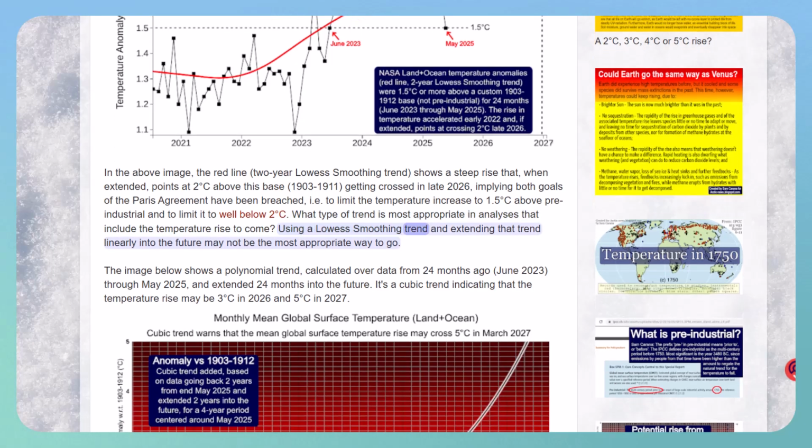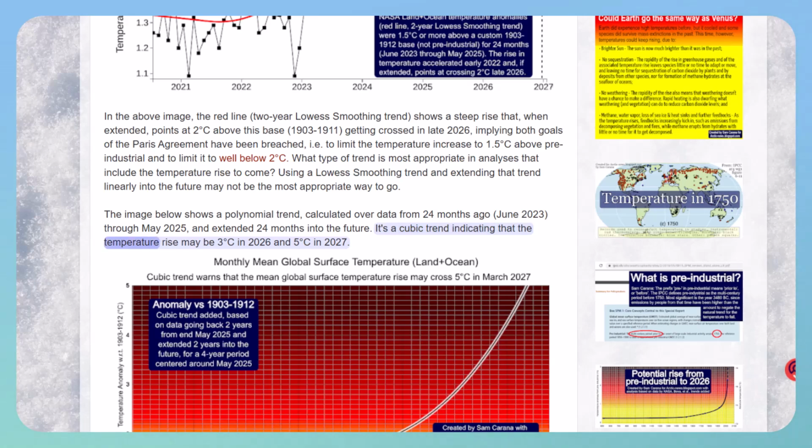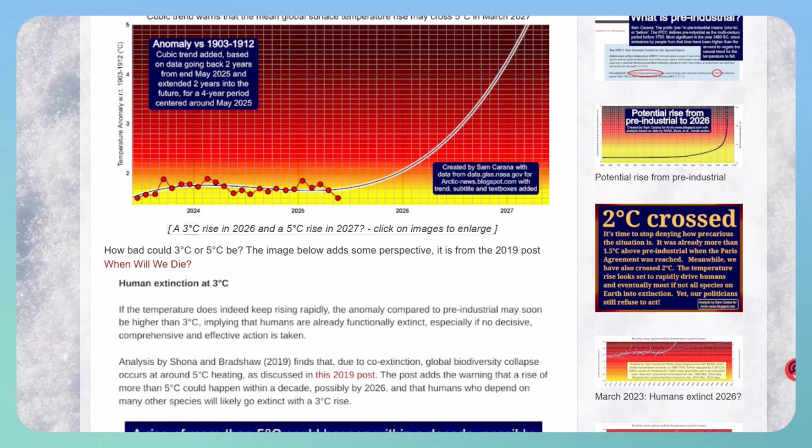What type of trend is most appropriate in analyses that include the temperature rise to come? Using a lowest smoothing trend and extending that trend linearly into the future may not be the most appropriate way to go. The image below shows a polynomial trend, calculated over data from 24 months ago, June 2023, through May 2025, and extended 24 months into the future. It's a cubic trend indicating that the temperature rise may be 3 degrees Celsius in 2026 and 5 degrees Celsius in 2027. A 3 degrees Celsius rise in 2026 and a 5 degrees Celsius rise in 2027? Click on images to enlarge.